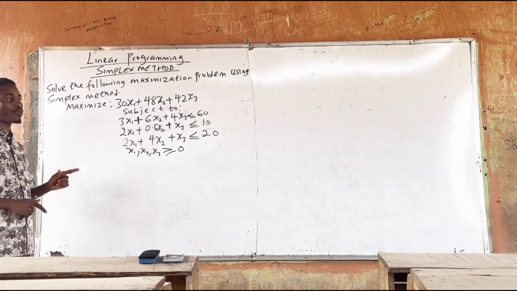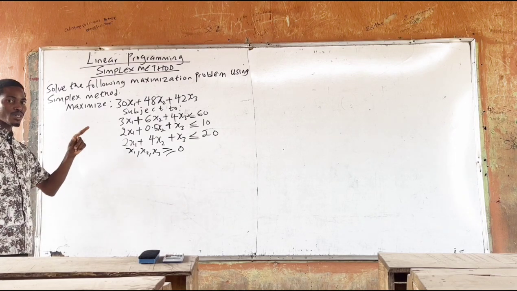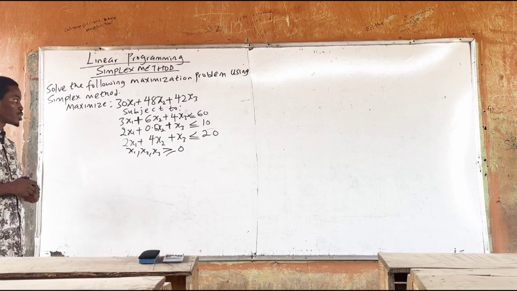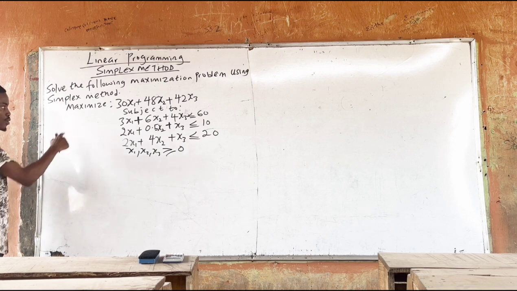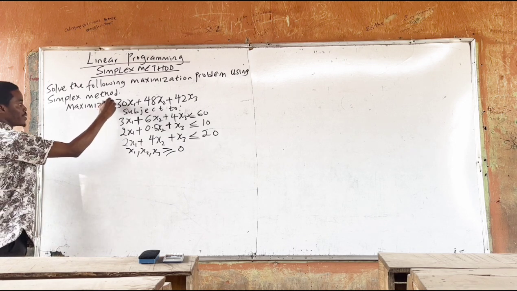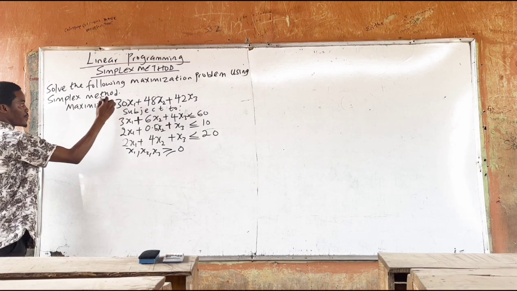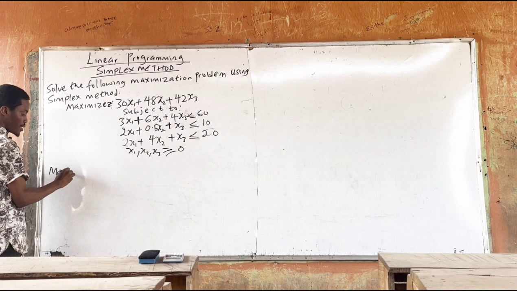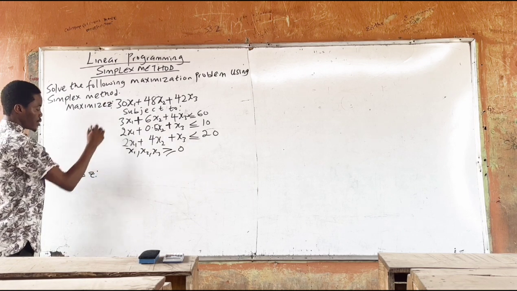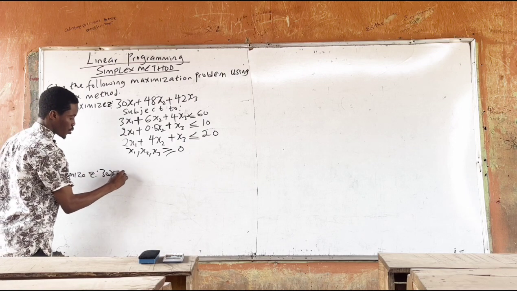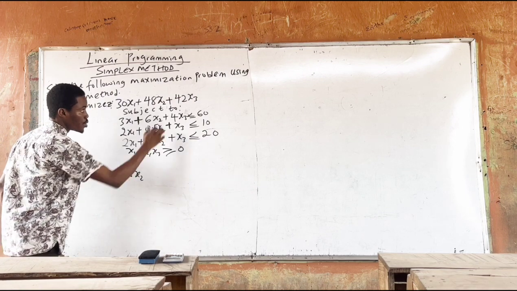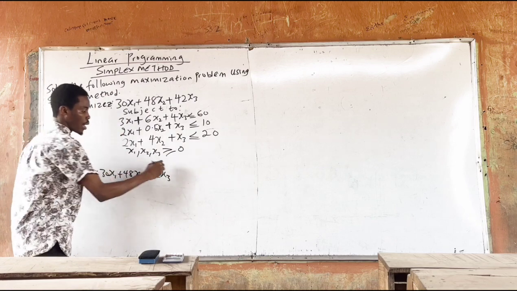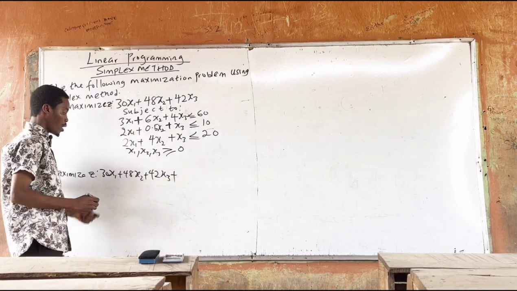If you convert to standard form, you add slack variables to it. If you add slack variables to it, the inequality sign will turn to equality. So in this case, we are going to have the objective function: maximize Z = 30x1 + 48x2 + 42x3. So I'm going to add my slack variables to it.